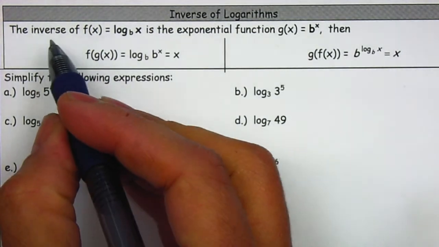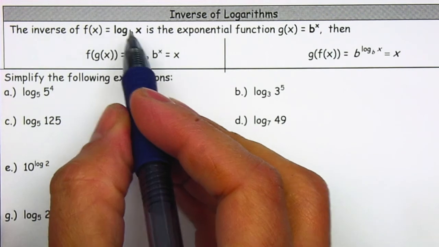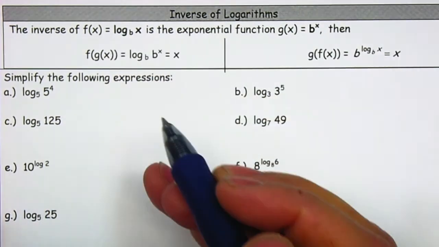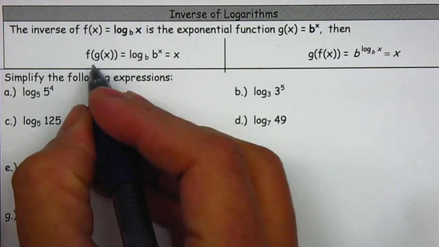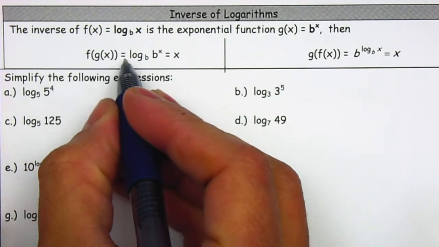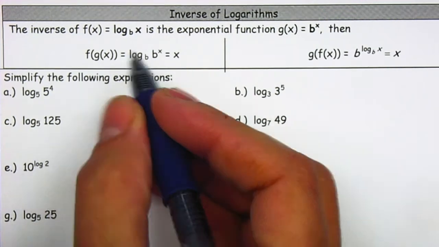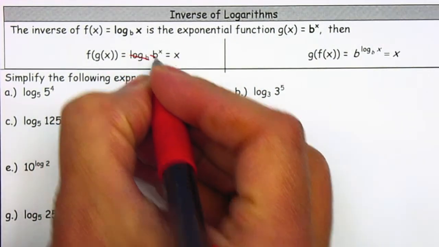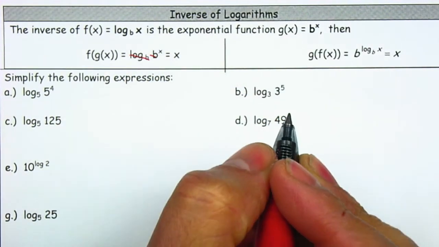Now, we have learned that the inverse of the log base b of x is the exponential function b to the x. Therefore, if we take the composition of f of g of x, we'll get the following. And because they're inverse of each other, we know that they'll cancel, and that'll be equal to x.